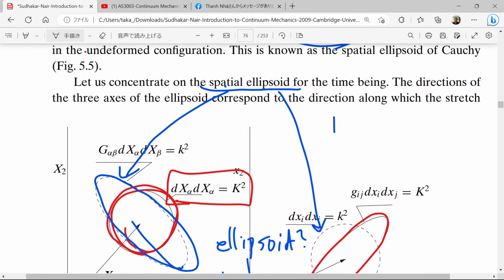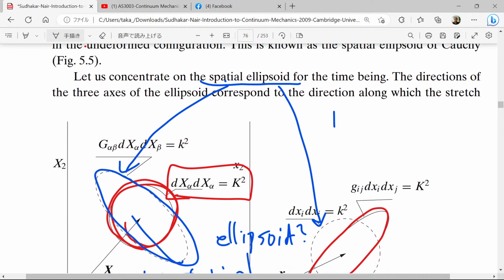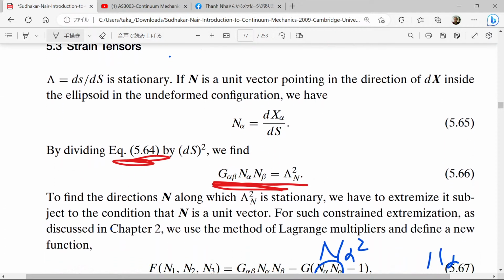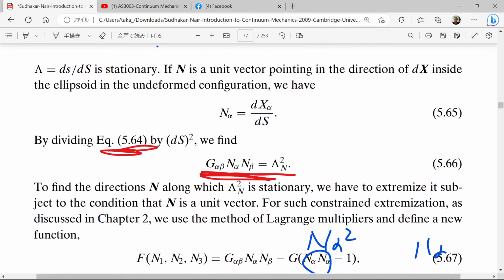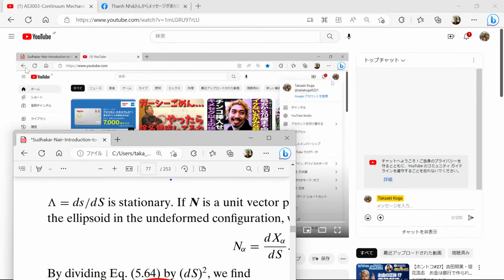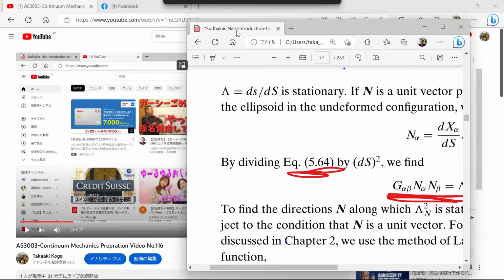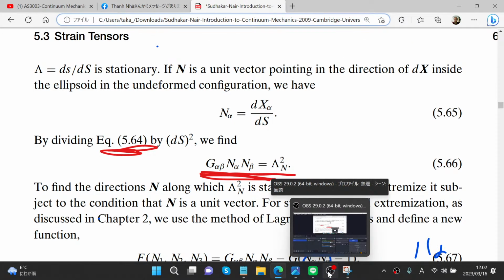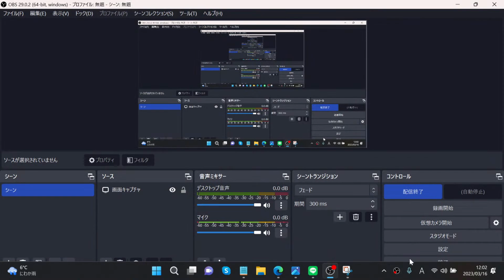So it's confusing. Your textbook says we concentrate on the spatial ellipsoid, but then equations 565, 566 look like it is dealing with a material ellipsoid. So let's make this clear first. Then we move on to the next. So I stop this video here. See you. Okay.